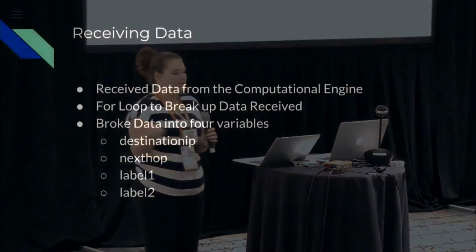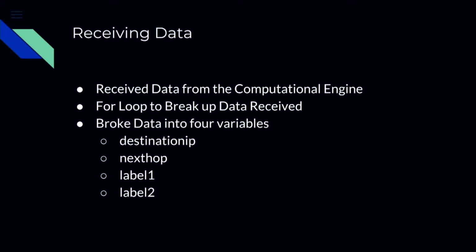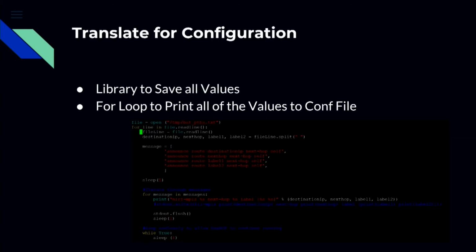So when we received the data from the computational engine, we took it into a loop and we broke it up into a couple of variables. We had our destination IP, our next hop, and label 1 and 2. And these were the steps, essentially, that we would then process in the ExaBGP. So then we had to translate it.